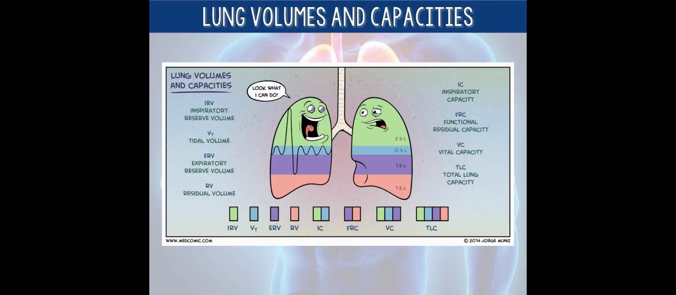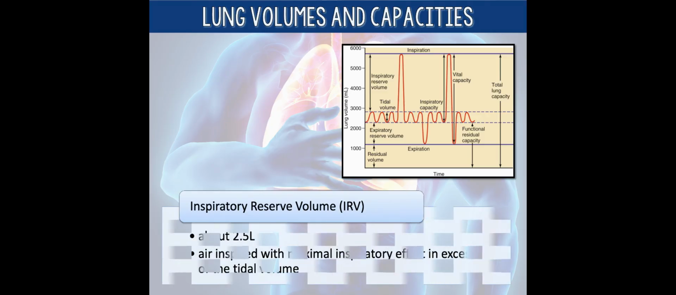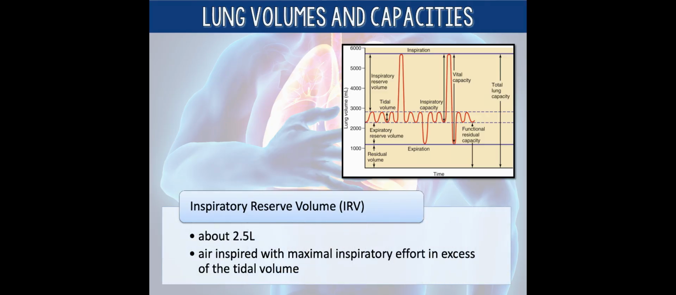And we're going to take a look at these differences. So here's all this. What is the IRV, VT, ERV? We'll take a look at all of those because there's a huge difference, and it'll make a lot more sense here in a minute. So what's the inspiratory reserve volume? It's about 2.5 liters. This is your air that's inspired with maximal inspiratory effort in excess of the tidal volume.